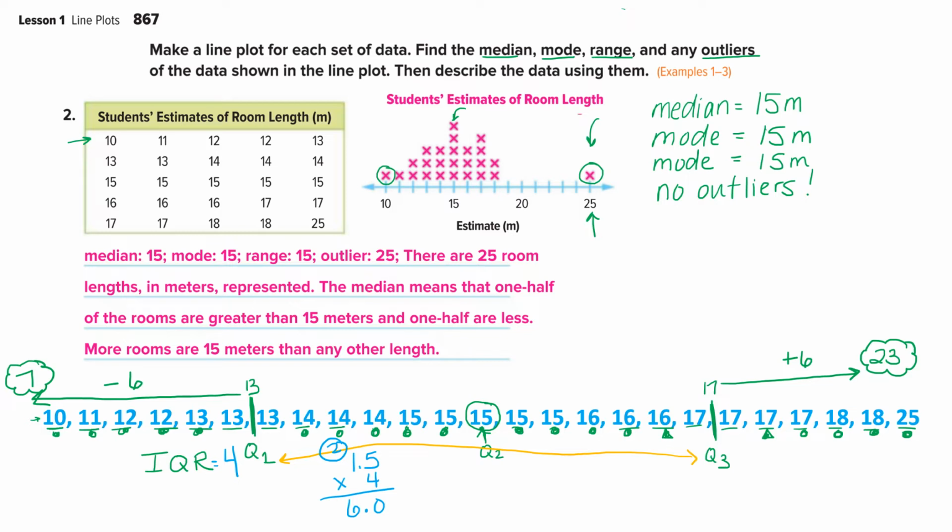Now, they actually said that the outlier is 25, and I gotta be honest with you, they are incorrect because it's not. So I'm wondering if they just wanted you to kind of estimate that. I mean, it is close to being an outlier, but the reality is if you follow the calculation for outliers, it actually isn't an outlier. So I'm guessing that they just wanted you to make an estimate here. There are 25 room lengths in meters represented. The median means that 1/2 of the rooms are greater than 15 meters and 1/2 are less. More rooms are 15 meters than any other length.